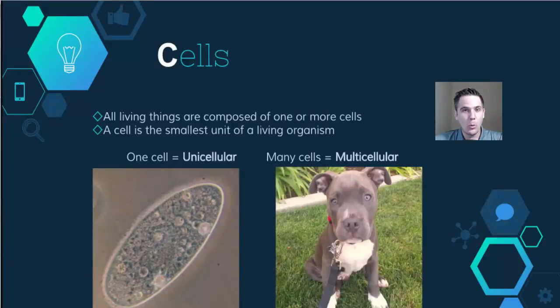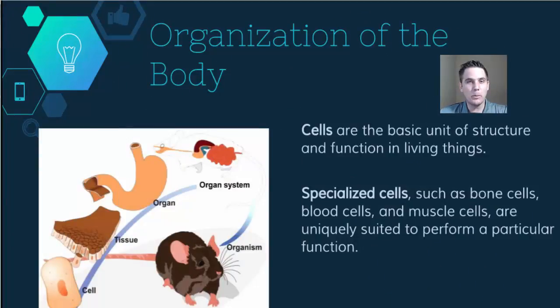So as a reminder, we are all made of cells. All living things are made of cells. And the cell is the smallest unit of a living organism. The purpose of cells is to be the basic unit of structure and function in all living things. There are some cells that perform a variety of different jobs and have a lot of different things they can do, and then there are some cells that are very specialized, such as bone cells and blood cells and muscle cells, which are all uniquely suited to perform a particular function. That means they have one job and only one job, and they're very good at it.